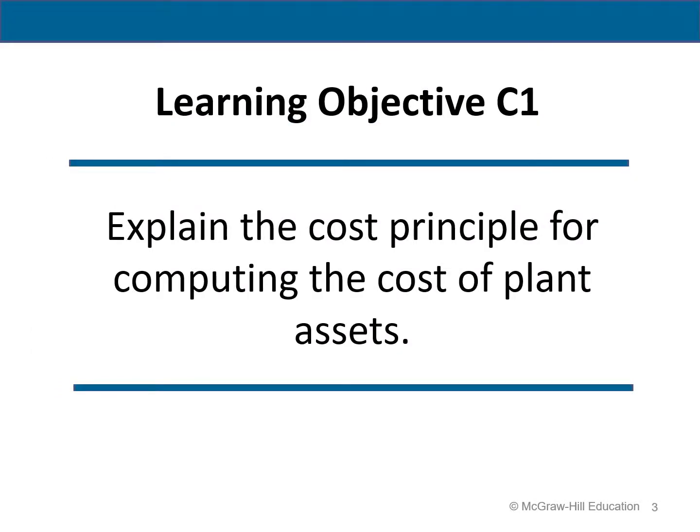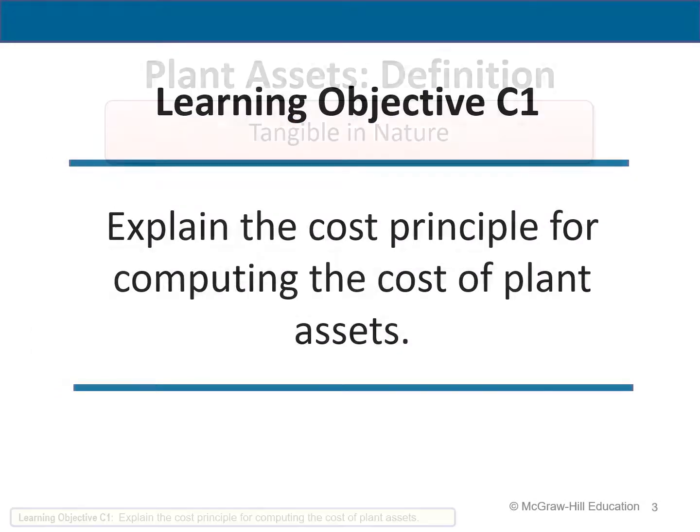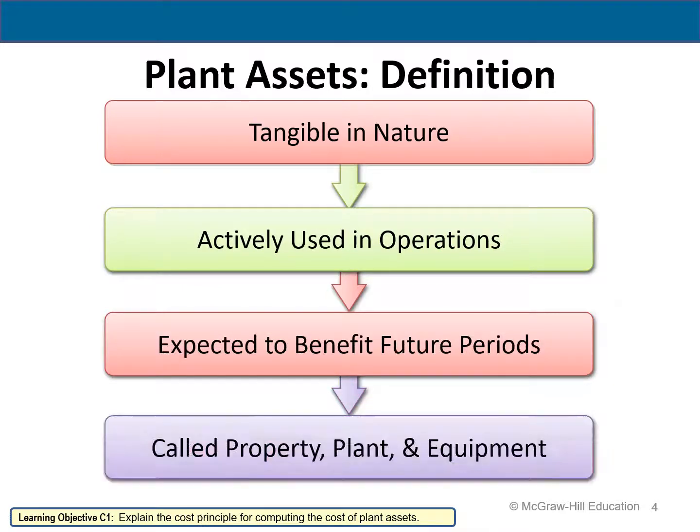All right, so cost principle and computing the cost of plant assets. So plant assets are tangible in nature. They're actively used in operations. They're expected to benefit future periods, and they're generally called as a group property, plant, and equipment.